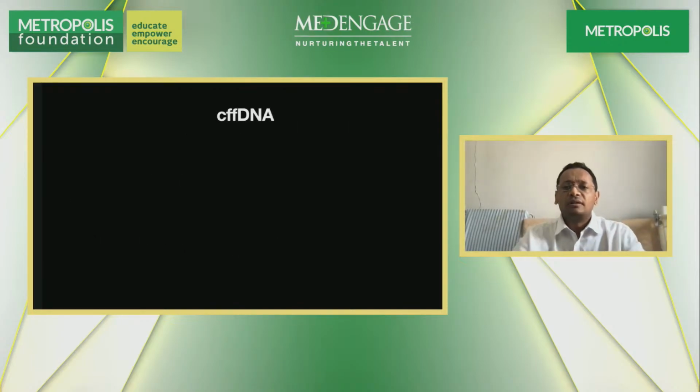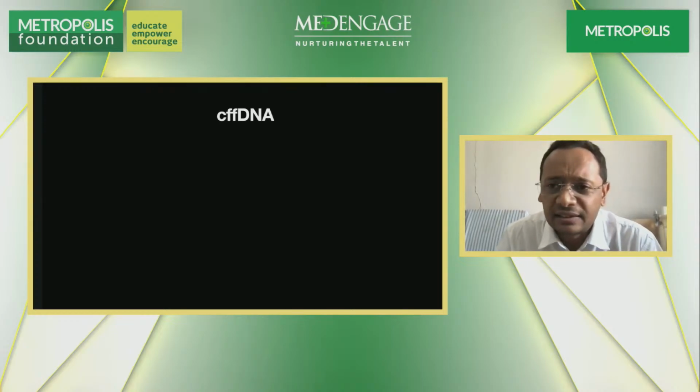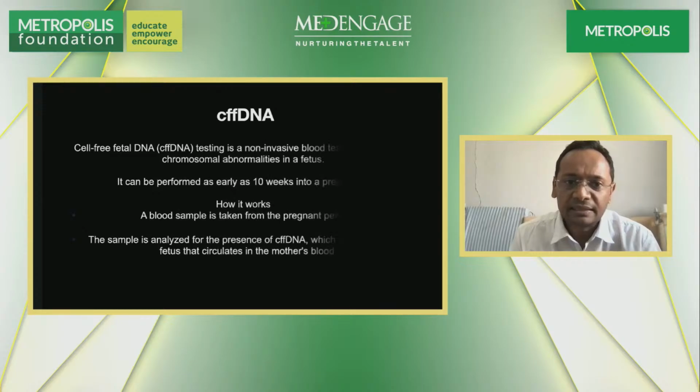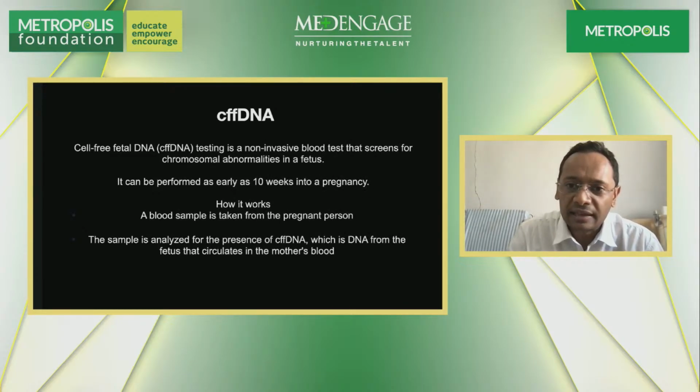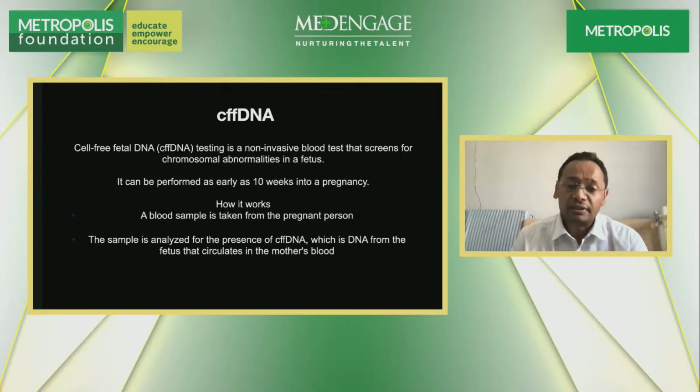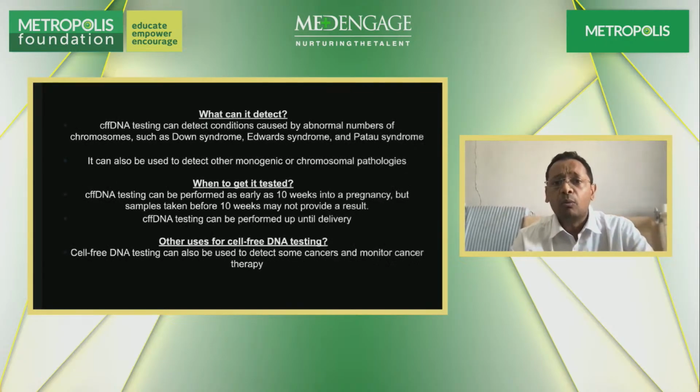Now coming on to the main thing, where the genetic testing all begins. This started in 2015, which is the cell-free fetal DNA. The NIPD test is basically a non-invasive blood test, and it tests for chromosomal abnormalities in a fetus. The test can be done anytime after the 10th week of gestation, and a simple blood sample is taken from the mother. The sample is analyzed for the presence of cell-free fetal DNA, which is the DNA from the fetus that circulates in the mother's blood. Now, what can it detect?